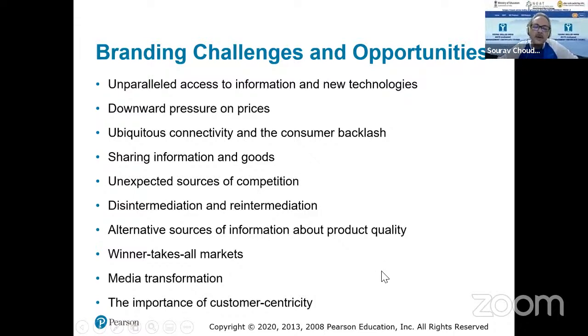The importance of customer centricity. Now you don't make a brand and say that my customer will buy it. You have to make a brand according to your customer, and a product according to your customer. Sitting in the US, you need to know what an Indian customer needs, and then you make a product and that brand.